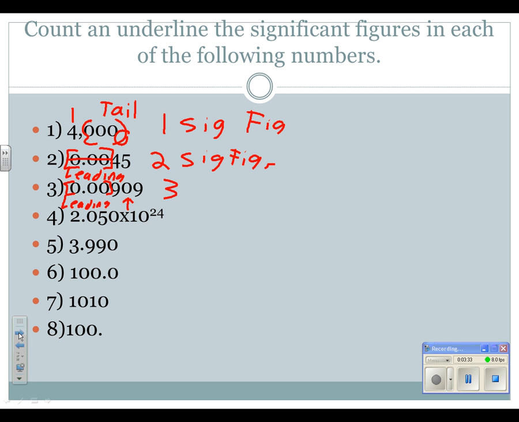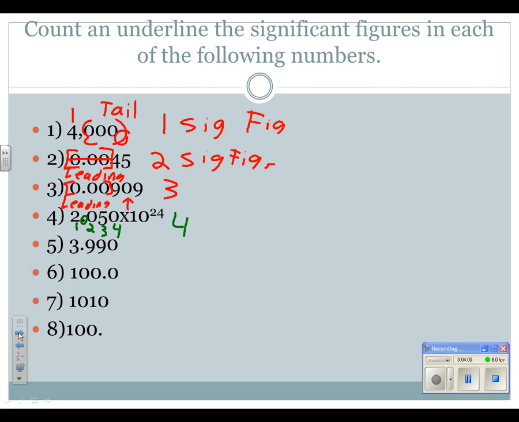Now when you have this times 10 raised to the 24th, that's scientific notation. We'll get into that in another video. You don't count the times 10 to the 24th. You just count the number in front of the multiplication sign. So here we have a 2. This is a middle 0, so that's a significant figure. The 5 is significant. And then the trailing 0 right here, since there is a decimal, that counts as your 4th sig fig.